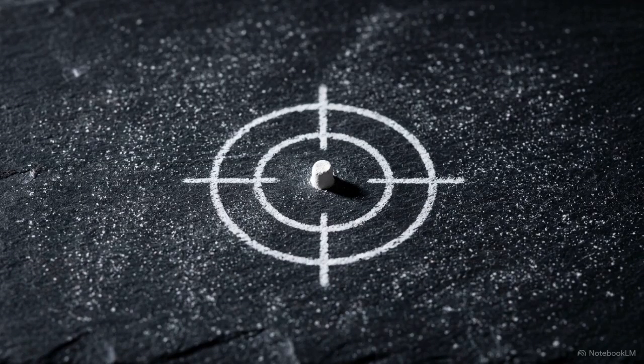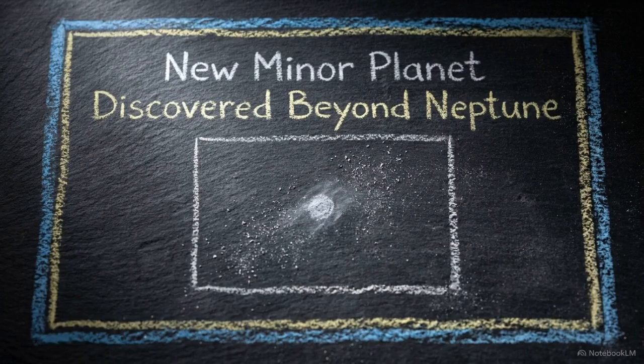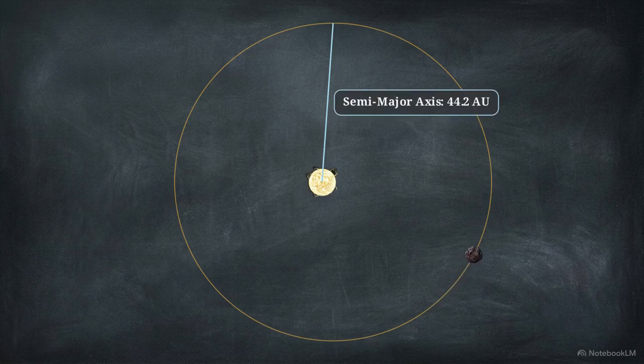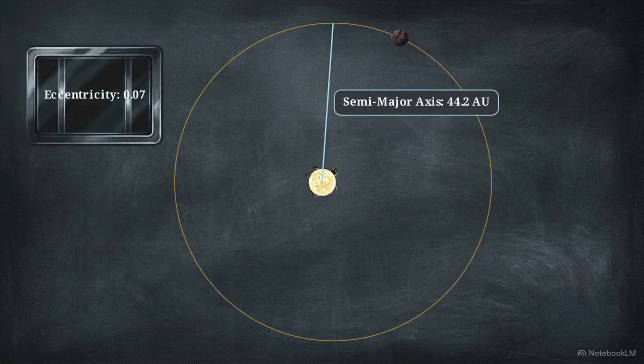15,760 Albion. Found in 1992, it was the first trans-Neptunian object discovered after Pluto, making it a perfect baseline for our data. This diagram shows the semi-major axis, the average orbital distance from the Sun. For Albion, it's 44.2 astronomical units.